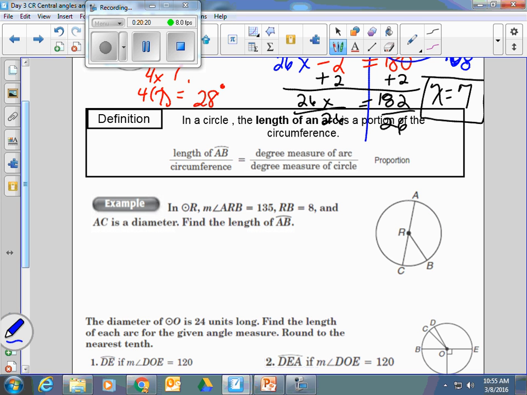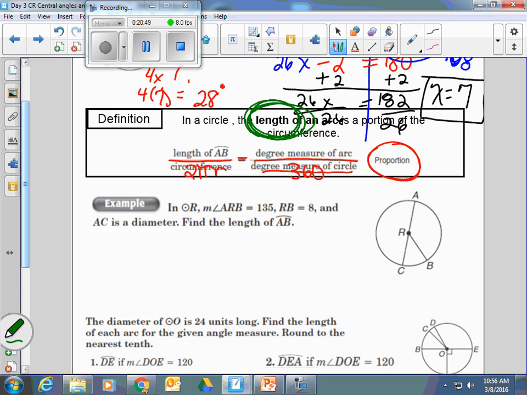Very good. So when we're doing that, all we're going to do is set up a proportion. And on the bottoms are the two totals. You just told me the degree measure of a circle was 360 degrees, right? And then you told me the circumference formula is 2 pi r. But Ms. Ramsey, when do I use this? You use this when they ask you to find the length.